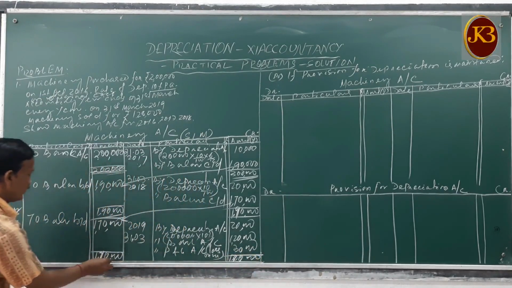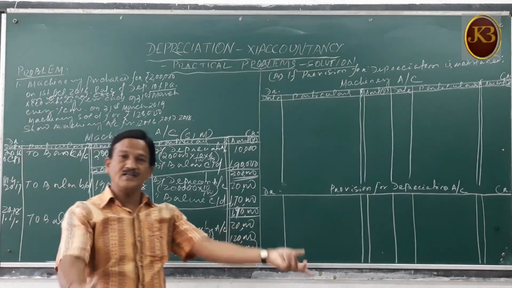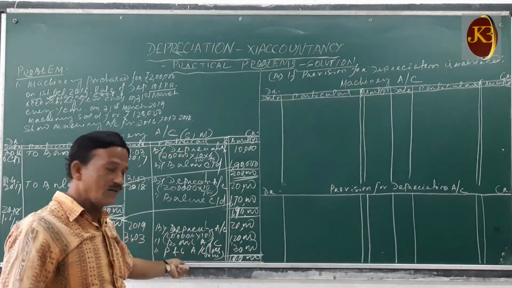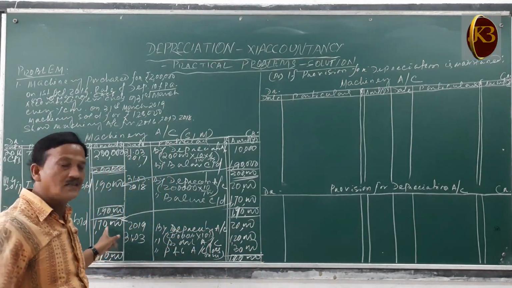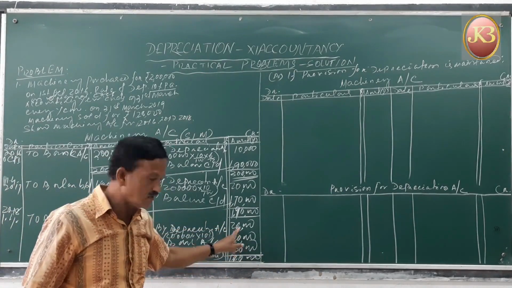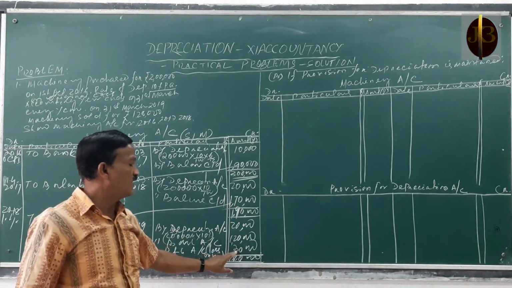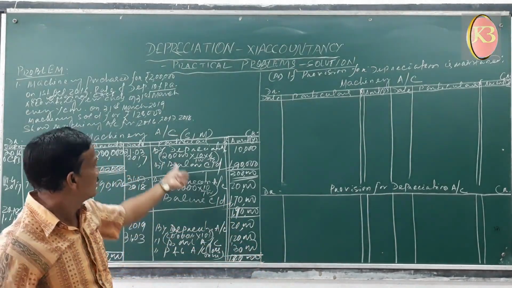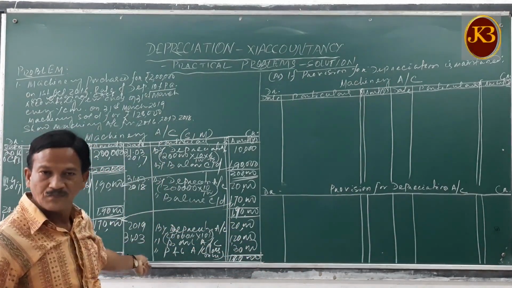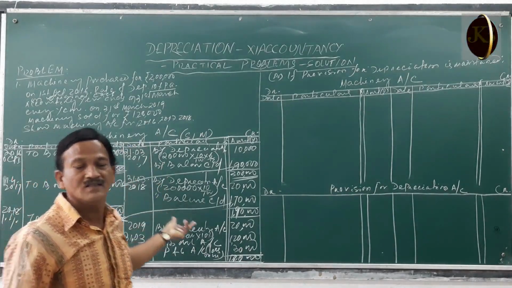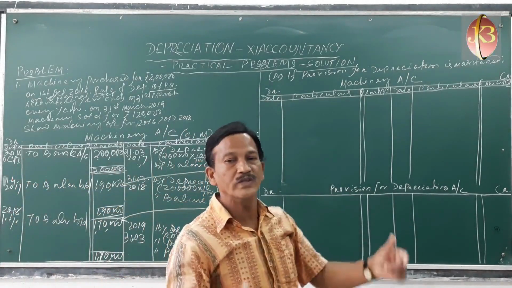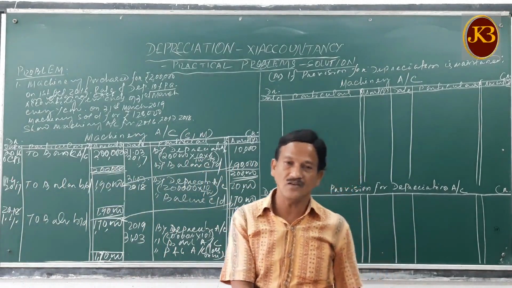Thus no need to calculate separately. So here it is directly calculated: 1,70,000 remains after the 20,000 depreciation charge. Then the sale price is 1,20,000, so the remaining is loss. So this is clear. This was the first method, in which depreciation is charged to the profit and loss account.